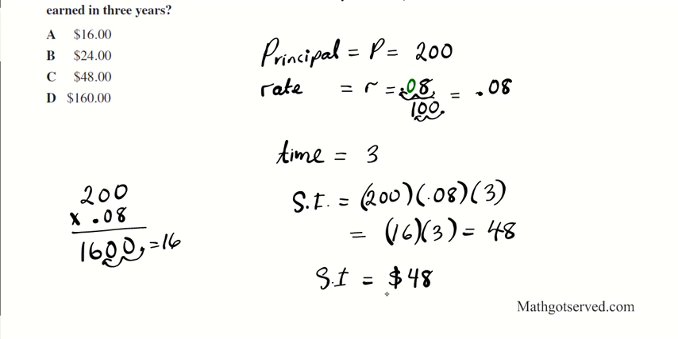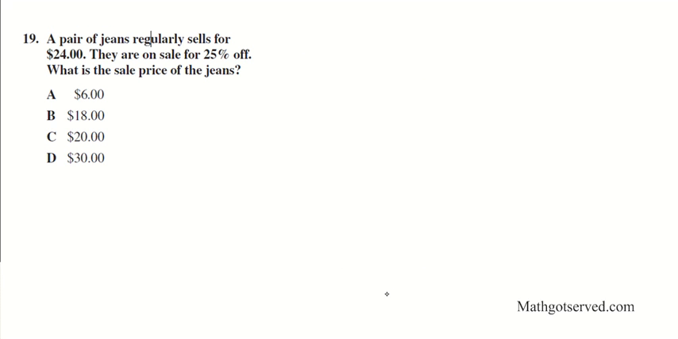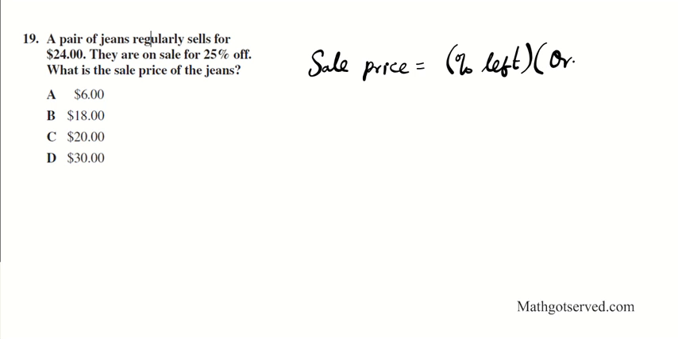Okay? All right, let's move along to question 19. It says a pair of jeans regularly sells for $24. They are on sale for 25% off. What is the sale price of the jeans? So basically, the formula for sale price is the percent left after you take the percentage off, multiplied by the original amount. Okay, percentage left multiplied by the original.